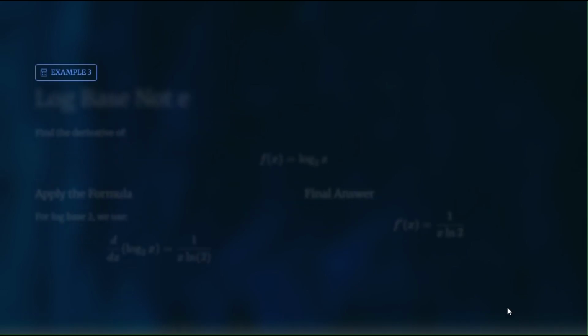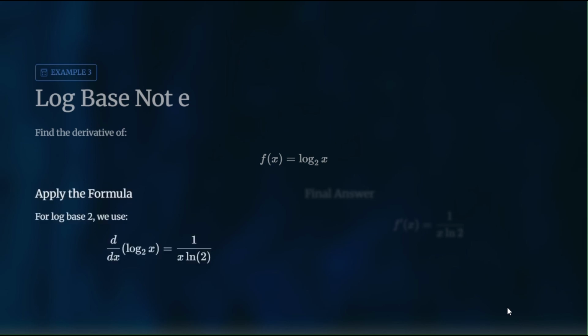Let's look at this through an example. Find the derivative of f of x equals log of x base 2. So for log base 2, we use the formula. The derivative of log of x base 2 with respect to x will be equal to 1 over x times ln of 2. And that's our final answer. F prime of x is equal to 1 over x times ln 2.